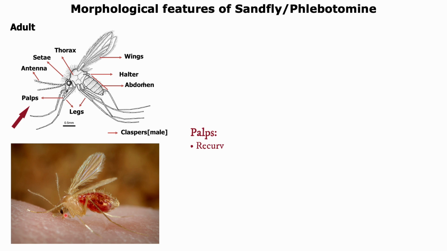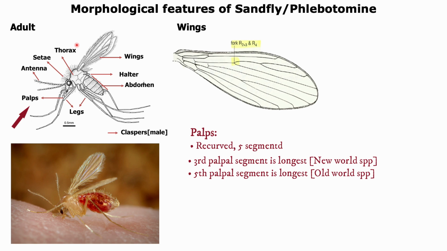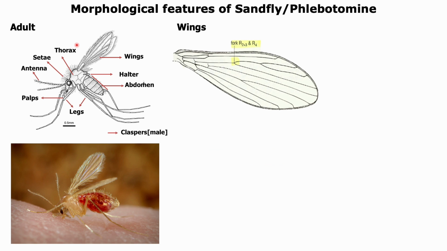Palpi are recurved, hairy, 5-segmented, and the third segment bears sensilla. Based on the palpi, New World and Old World species can be differentiated. But how? Note that the third palpal segment is longest in New World species and the fifth palpal segment is longest in Old World species. Wings also help in identification of sandflies.